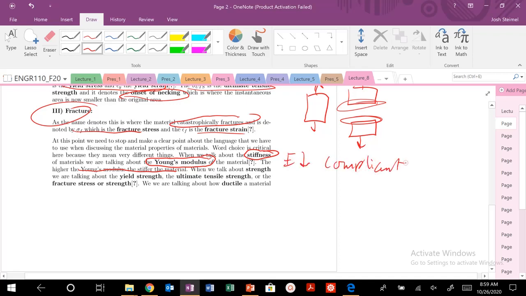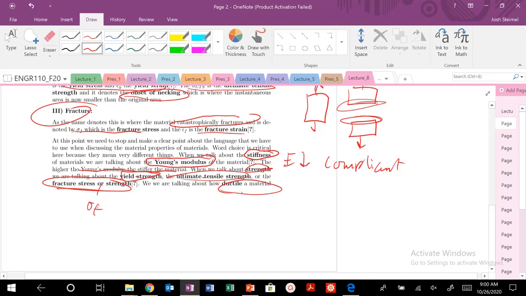When we talk about strength, we could either be talking about yield strength, or ultimate tensile strength, or the fracture stress, sigma_F. So this is a very dangerous term. You want to be specific. You don't want to say strength or how strong a material is. You want to specify, are you talking about yield strength, ultimate tensile strength, or fracture strength? So that's very, very important.